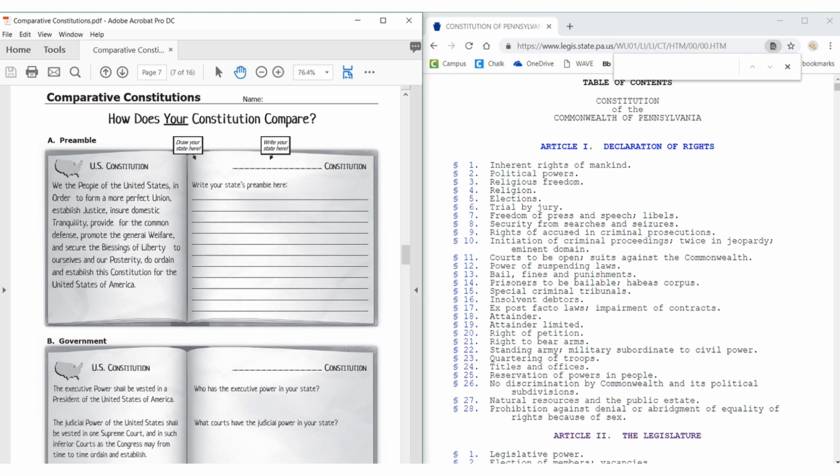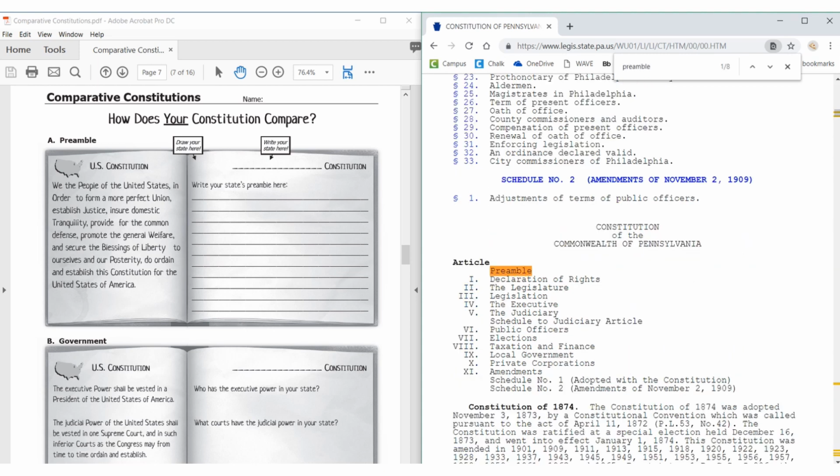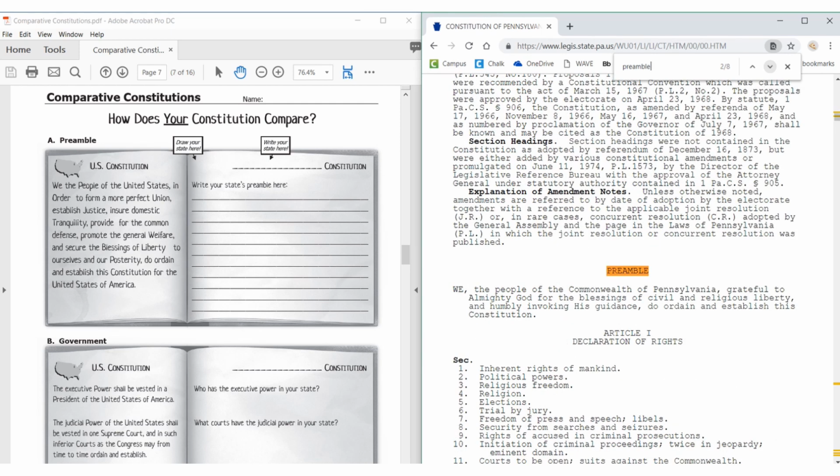Well, I don't know what Pennsylvania's is, so I'm going to search for preamble. And I see right there, before anything, there should be a preamble. I also have 8 different results for what is a preamble. If I hit the down arrow, it'll take me to the next one. So, oh, look, here we go, preamble.